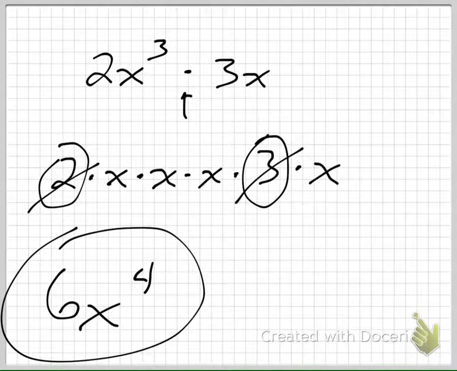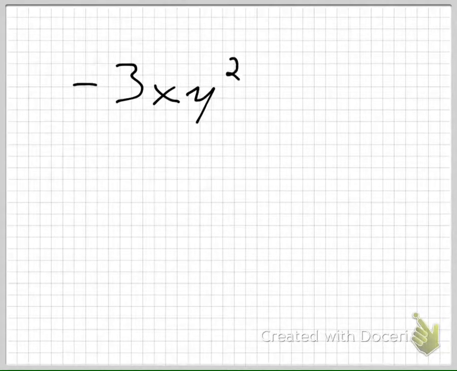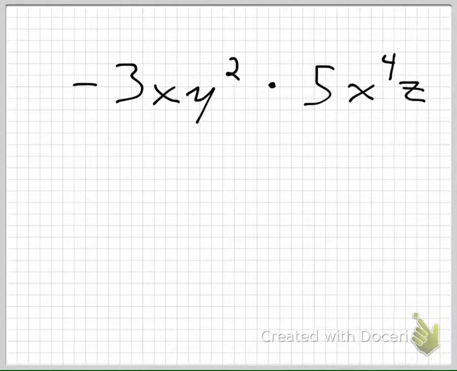Okay. What if I have an uglier one like this? Negative 3x y squared times 5x to the 4th z. Ugly one here. What do I do? I'm simplifying this. What do I do, Jane?